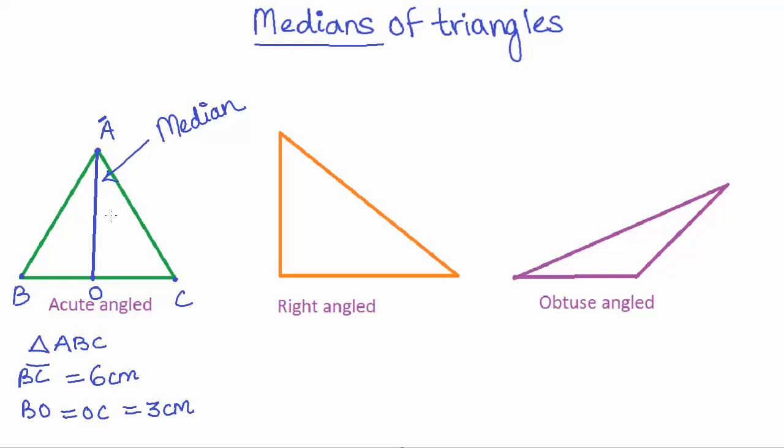Now what could be the other medians? You can draw them in the same way. So essentially, just to emphasize what a median is, a median is a line that joins the vertex to the midpoint of the opposite side, right? So AO is a line segment, AO is a median, one of the medians for the triangle ABC. What would be the other medians if we were to look at?